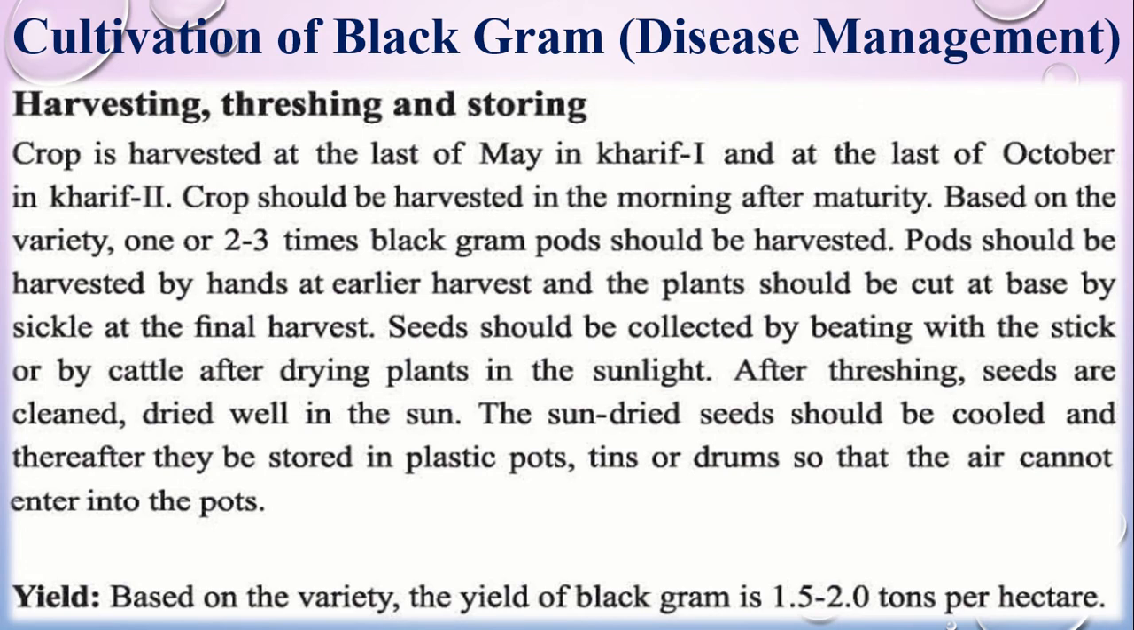Dried well in the sunlight, sun dried seeds should be cooled and thereafter stored in plastic pots, tins or drums. In our country, sometimes farmers use gunny bags as well. Production depends on the variety, but in general it is 1.5 to 2 tons per hectare. So this is all about the cultivation method of black gram.